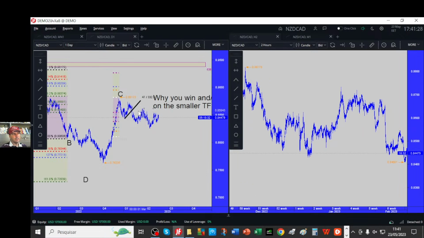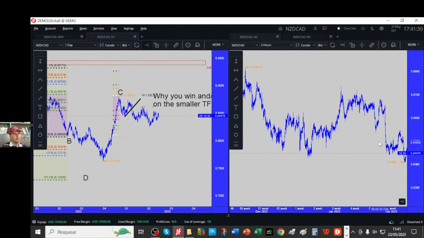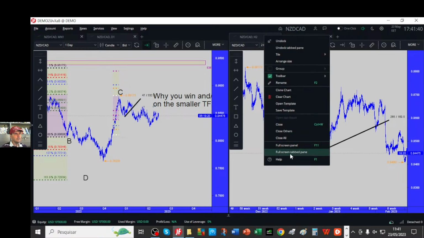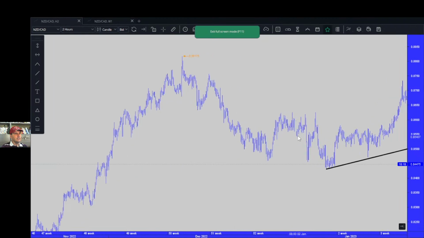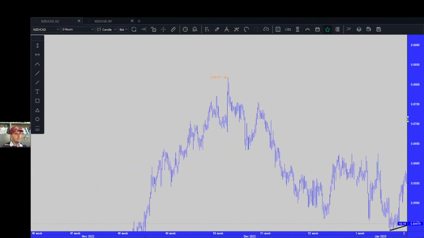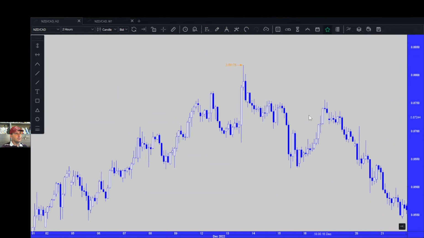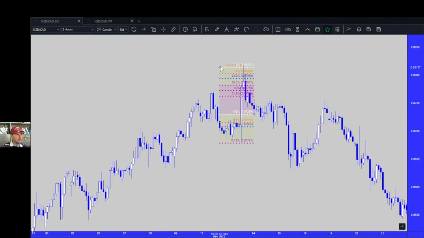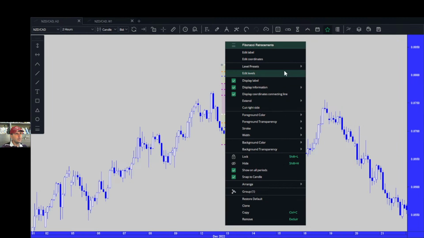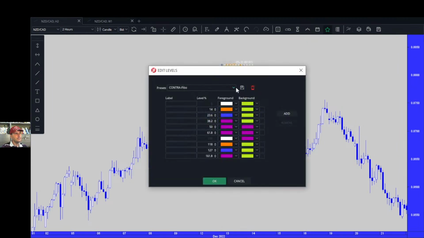Why? Because I've seen this on the daily. Alright? So this counter trend line is this counter trend line on the 2 hour chart. I'm going to go in here, apply the same rules, and now I am going to trade the 2 hour Fibonacci, original one.